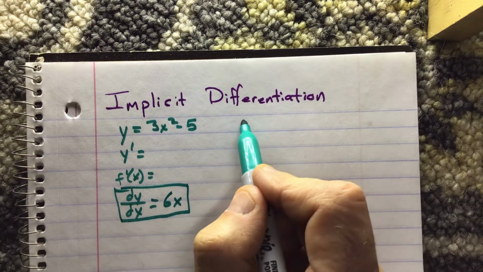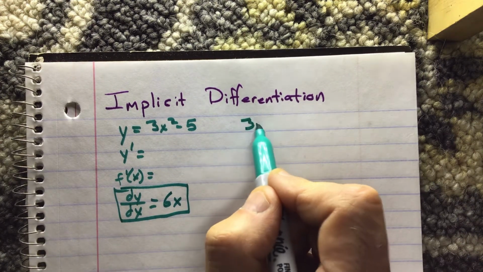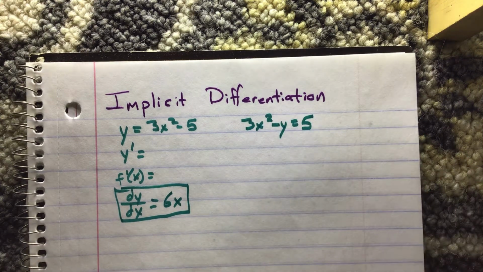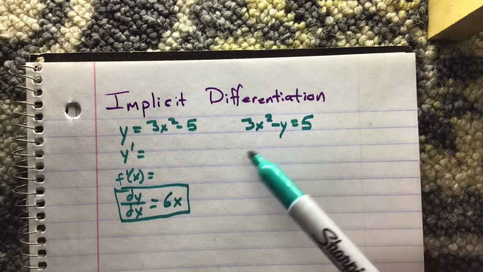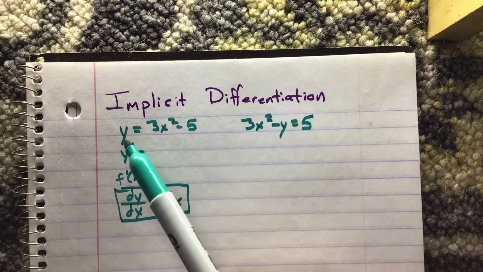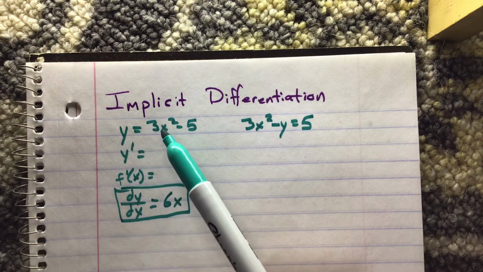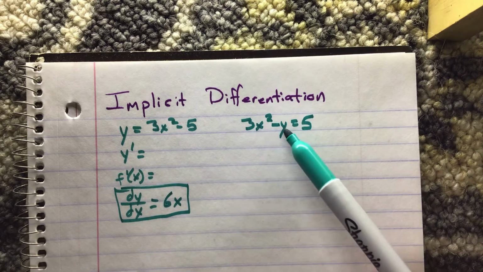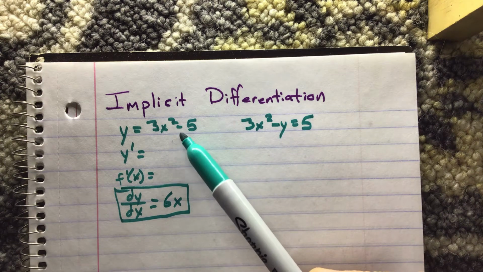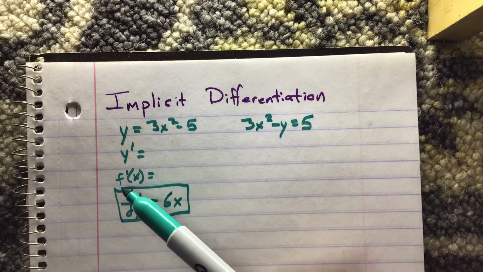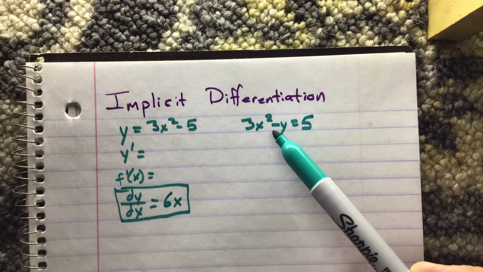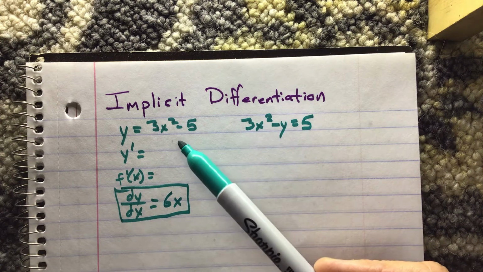Had the function been given to us in the form 3x squared minus y equals 5, this is an implicit function. It's implied that it's a function. It's not in function form. It doesn't say y equals, like we're used to seeing, or f of x equals. You can see the x, you can see the y, but it needs to be converted into this form, and then you can say, okay, what's y prime, or f prime of x, or dy/dx. So this is implicit. It's implied that this is a function, and so we put it into function form.